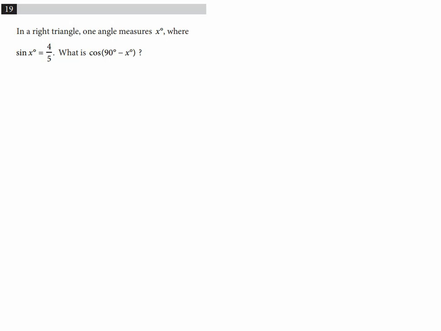Question 19. In a right triangle, one angle measures x, where sine of x equals 4 over 5. What is the cosine of 90 minus x? So this is a question that's testing you on trigonometry. So the first thing that we need to do is draw this right triangle.